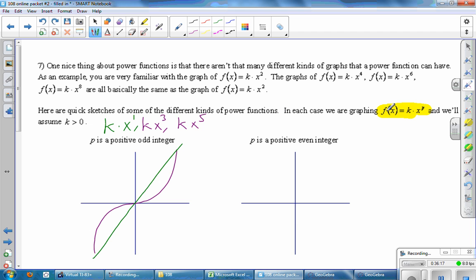Okay, next one, p is a positive even integer. So here we're thinking kx squared, kx to the 4th, kx to the 6th. And they all kind of look like our friend the parabola, decreasing until the origin and then increasing.